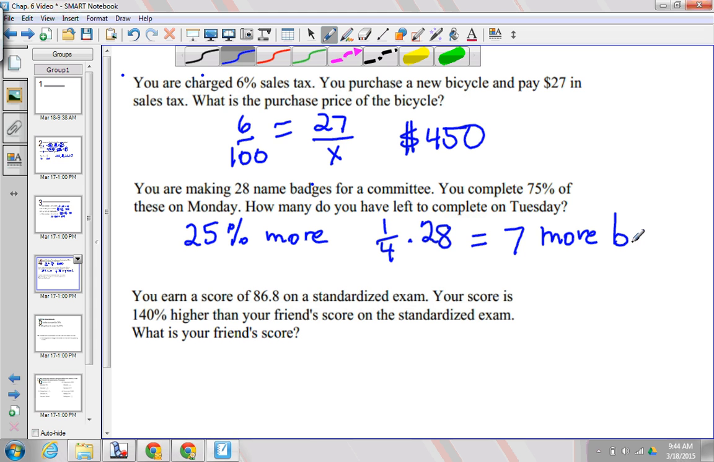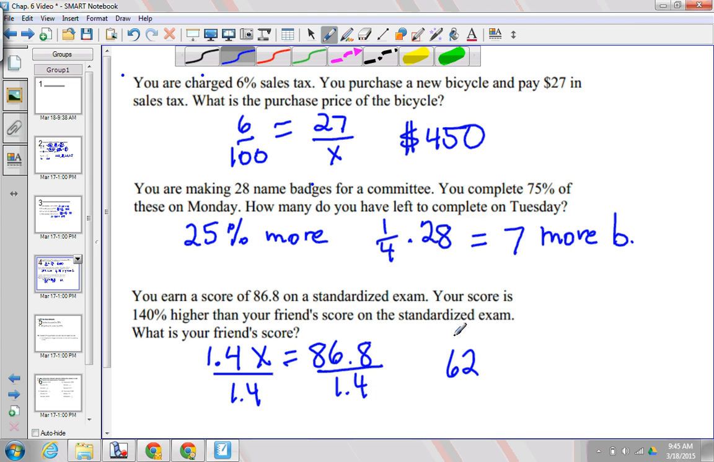Okay. And the last problem, we know the part that our friend is 140%. So 140% or 1.4 of what number is going to give us that score? Let's divide by 1.4 to get our answer. That would be a score of 62.